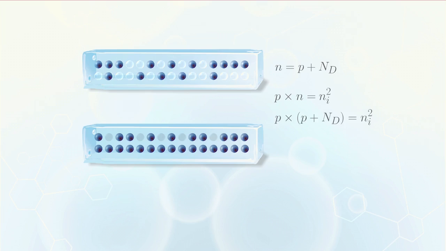As the majority carriers are dominated by carriers from the dopants, Nd is much larger than P, and we can just assume the number of electrons, or the majority carriers, is just equal to the number of dopants. In that case, the number of minority carriers, P, can be calculated by the square of Ni divided by the doping concentration.